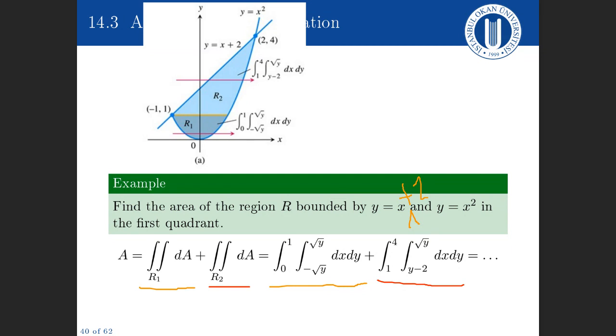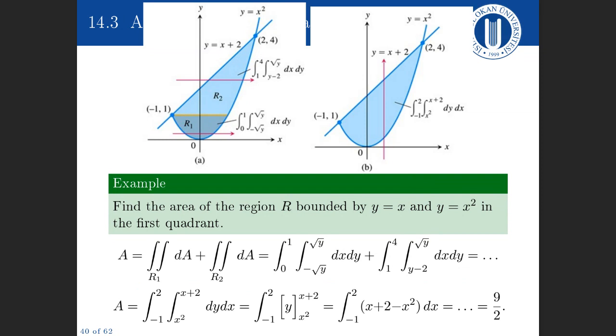Let's do the integral with dy dx instead. Now looking at the right-hand picture, I can see that x must be between minus 1 and 2. And then y, looking at the vertical pink line, at the bottom we have y is equal to x squared. At the top we have y is equal to x plus 2. So we have the integral from minus 1 to 2, integral from x squared to x plus 2, dy dx. And I'll leave it for you to check that when we calculate this, we get 9 over 2.